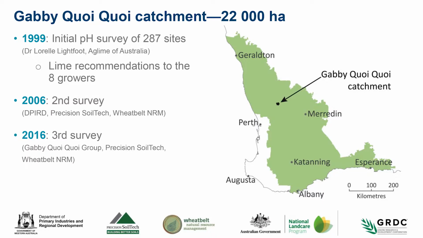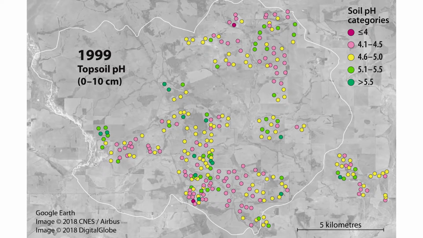Just going to go through these next slides very quickly to show what could be possible if you can start liming before acidity becomes a significant problem. It was still an issue, but it was not too significant at this site. It's a small catchment, 22,000 hectares and a few farmers, and we sampled in 1999, 2006 and 2016. Those are the individual samples, just colour-coded. Basically pink is bad and green is good. That's in the first year, 1999.